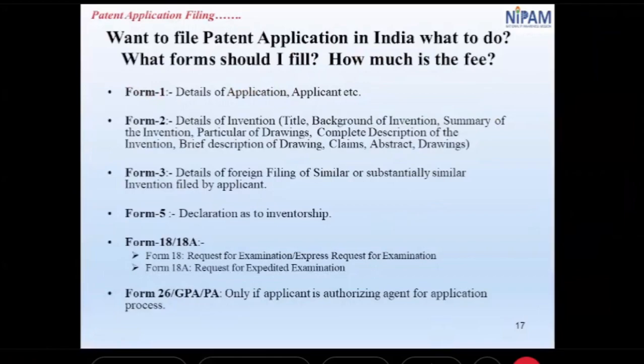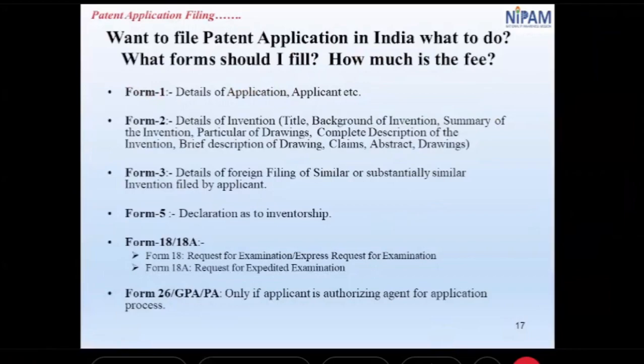Form 1 is the basic detail of the application, that means all the bibliographic data: who is the inventor, who is the applicant, and what is the title of the invention. All this bibliographic information is in Form 1. Form 2 consists of all the details of the invention. That means so far what you have done, you should write in Form 2, that means the title of the invention. It's just like your research article. So you all are pros at writing research articles in various journals, you have published them. Form 2 is similar to your research article.